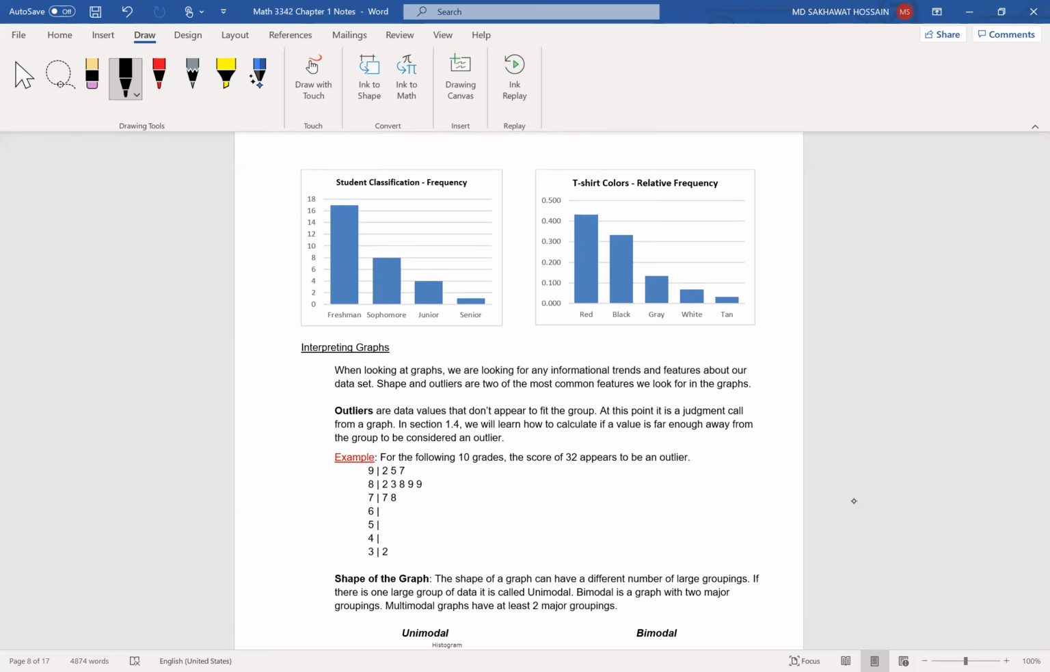So for the first example, we had four groups: freshman, sophomore, junior, and senior, and we had the corresponding frequencies. For the freshman, the frequency was 17. So that's why the height of this bar is 17. And for qualitative data, we use a bar graph, and each bar should be separate, unlike a histogram, where the bars are adjacent, right? We use a histogram for continuous or quantitative data, and for qualitative data we use a bar diagram. Okay.